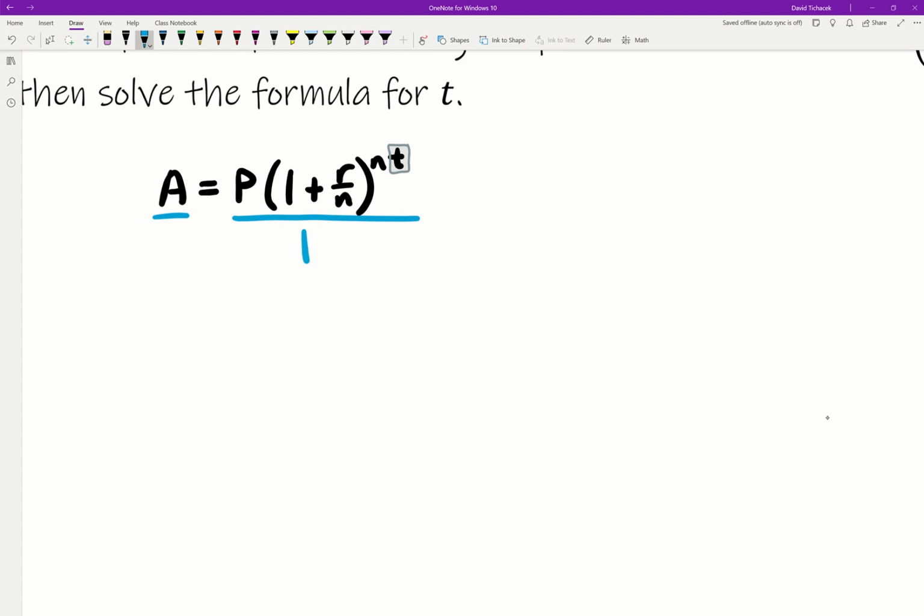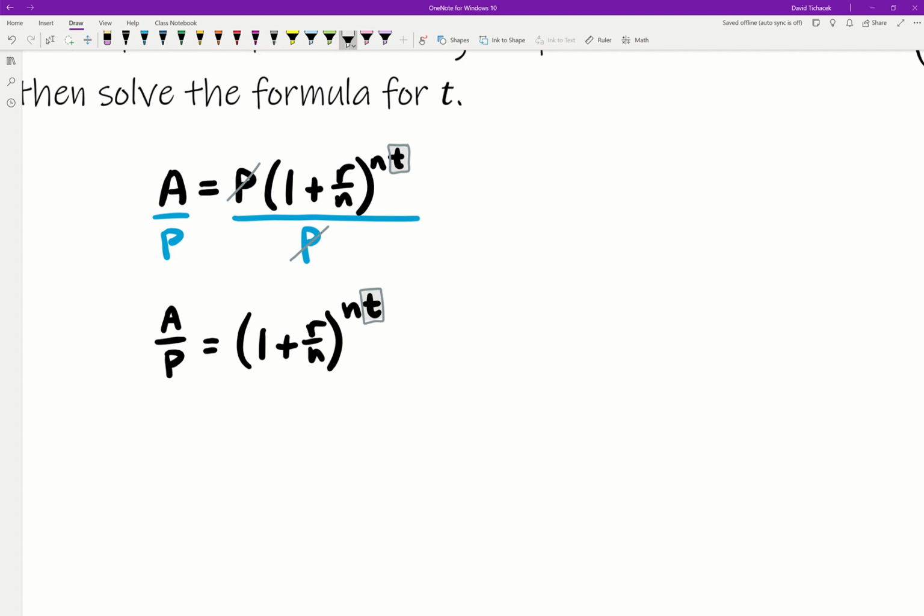So we're just going to go ahead and undo that multiplication times P by dividing both sides by P first, and that eliminates the P's on the right-hand side. So on the left-hand side, we have A divided by P, and that's going to be equal to the base of our exponential, which is the 1 plus r over n, and that's raised to the exponent, which is n times t.